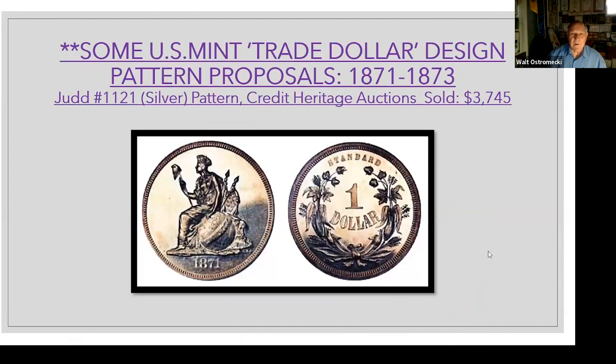Okay, well, now take a look at some of the mint pattern pieces. And these were pattern proposals from 1871 to 1873 before the coin actually is struck. I do not own this particular piece here, but it's Judd 1121. It's a silver pattern, and I credit it to Heritage Auctions, which sold it a number of years back for $3,745. It's a very simple one. It looks like Lady Liberty has a crown over the entire world with that cap and the dollar.